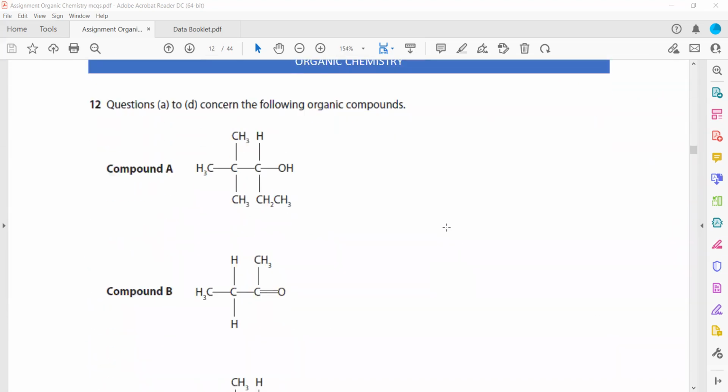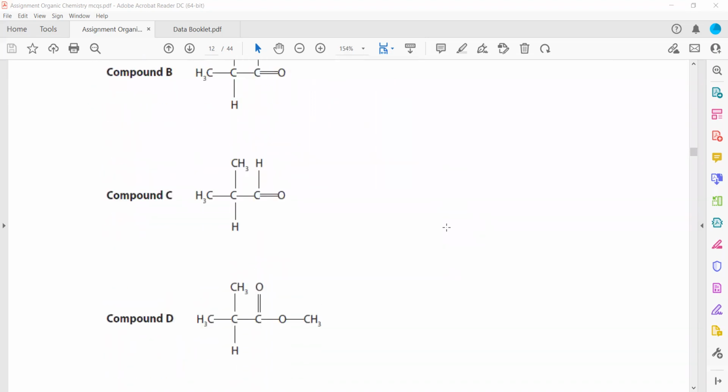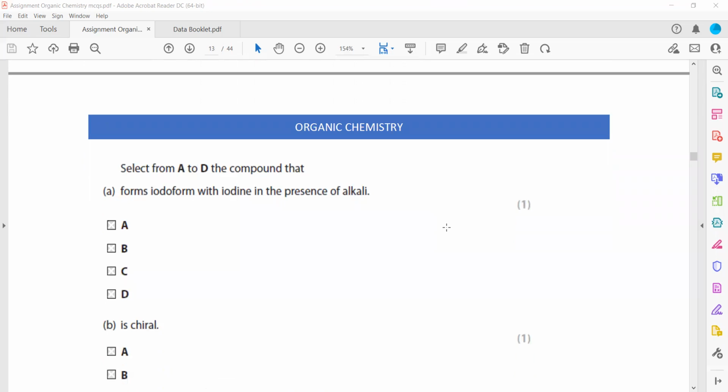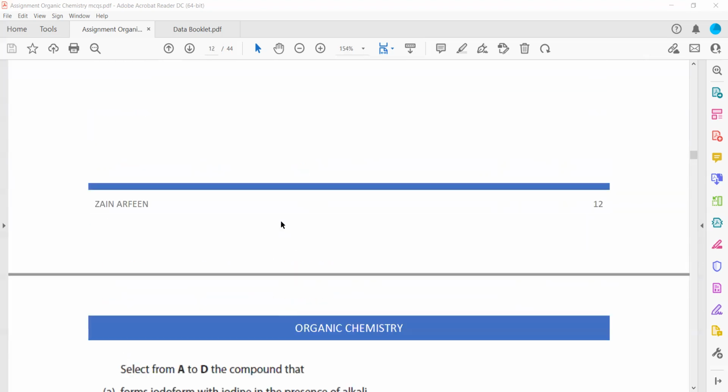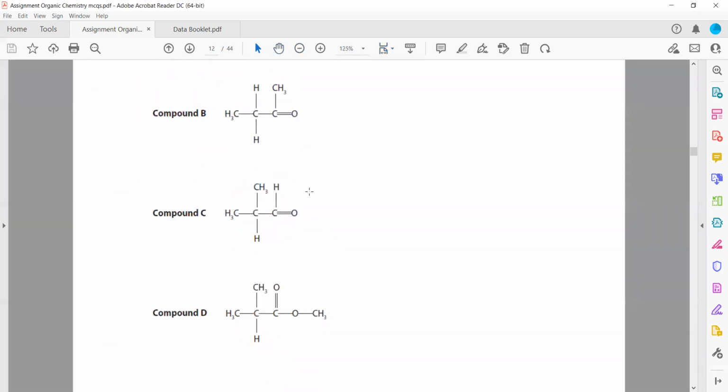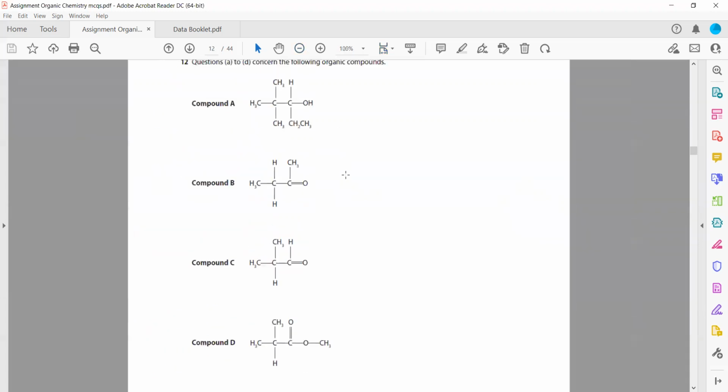Question A to D is concerned with organic compounds. So A, B, C, D are the compounds here. Select from A to D a compound that forms iodoform. Iodoform means, if a methyl group is there next to a carbonyl group, it will give a positive iodoform result. So we have to check all 4 compounds, to see in which one a carbonyl group is there with a methyl group next to the carbonyl.